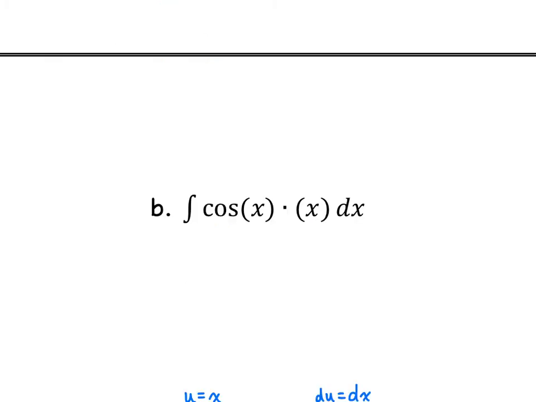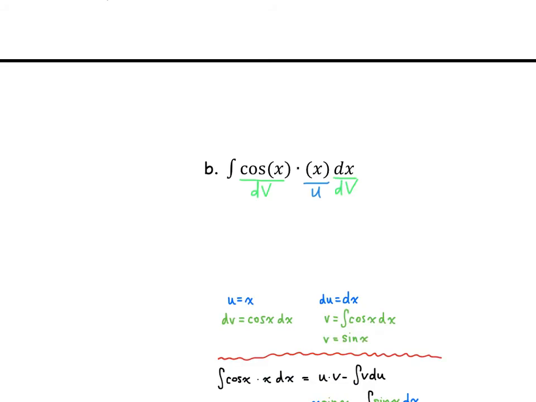Okay, I want you to try example B on your own. The integral of cosine of x times x dx. So the hardest part sometimes is figuring out what your u and your dv is. So remember, you want to pick a u that makes the du simpler. So I'm going to give you a second. Try that. Come back and check when you're done.